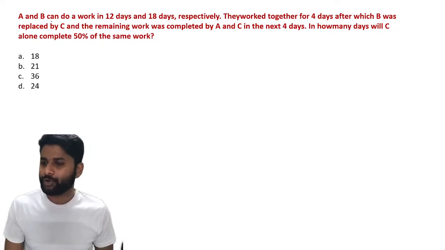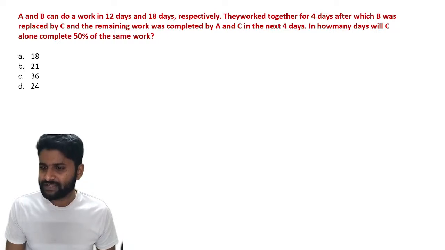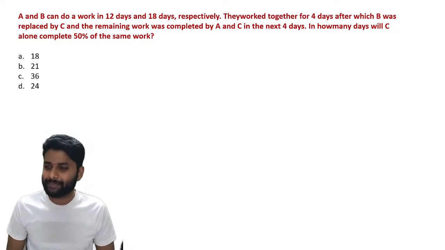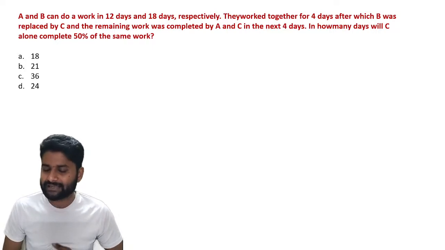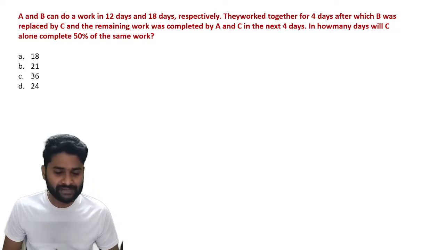A and B can do a work in 12 days and 18 days respectively. They worked together for 4 days, after which B was replaced by C, and the remaining work is completed by A and C in the next 4 days. In how many days can C alone complete 50% of the same work?